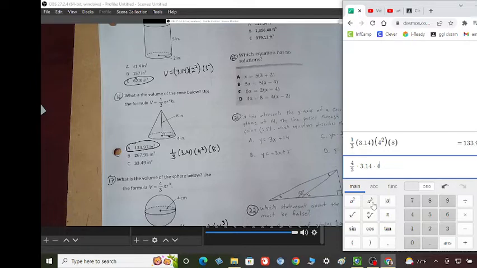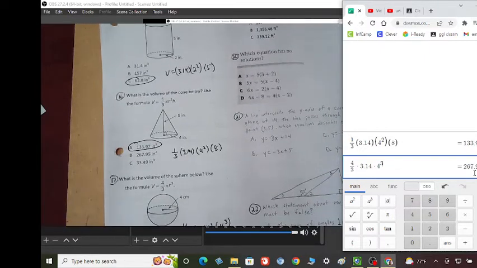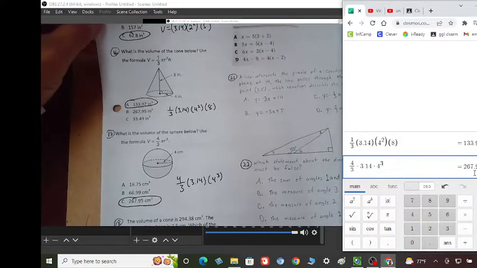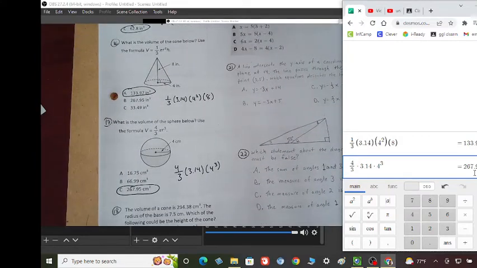So the exponent isn't just 2, right? I'm going to put in the exponent as 3. 267.94946, which is rounded 267.95. There it is, right there. Okay. All right. Number 18.